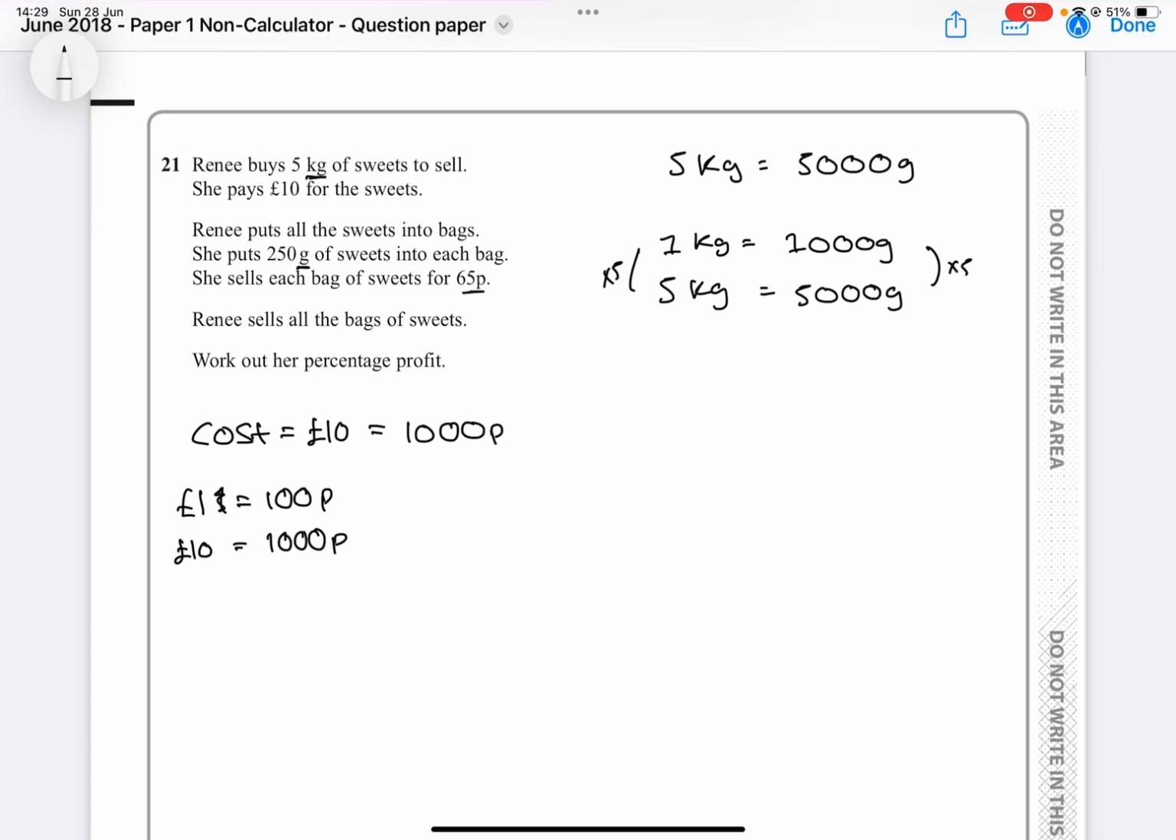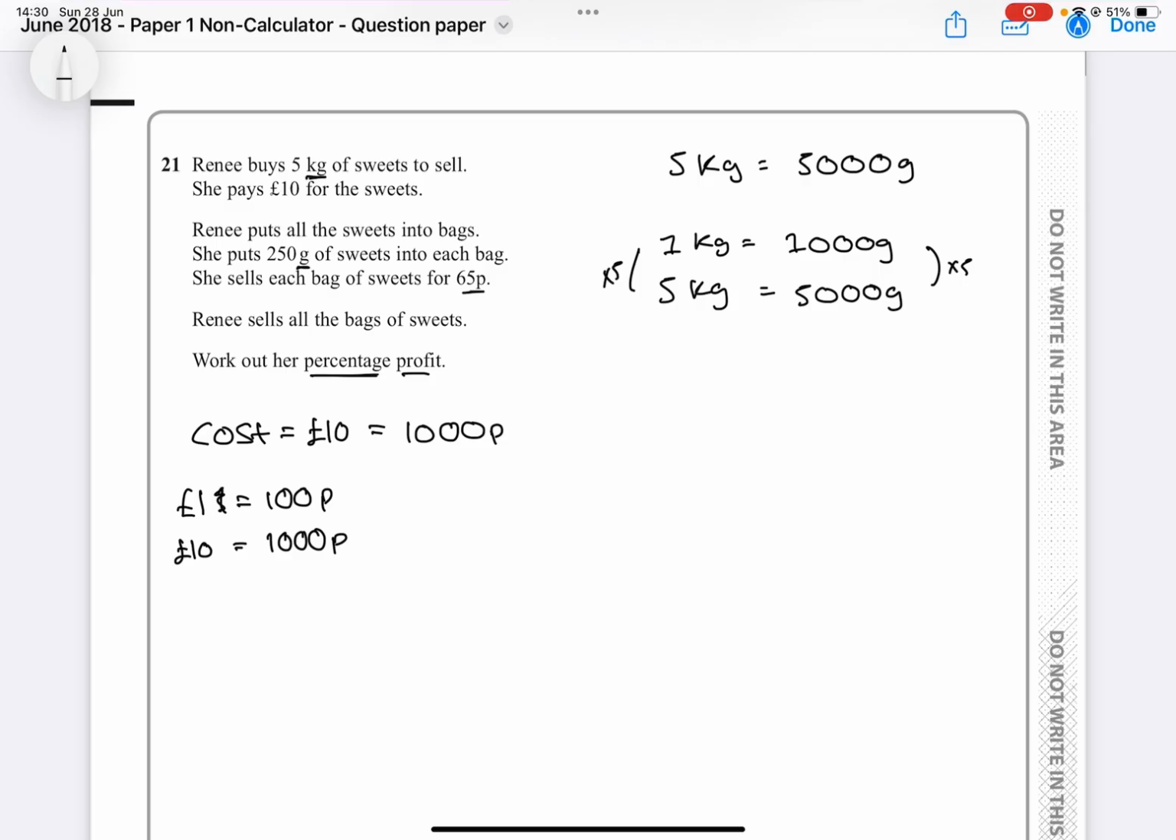Okay, now she puts 250 grams of sweets into each bag. She sells each bag of sweets for 65p. When she sells all the bags of sweets, work out her percentage profit. Okay, so we need the answer of her profit as a percentage.